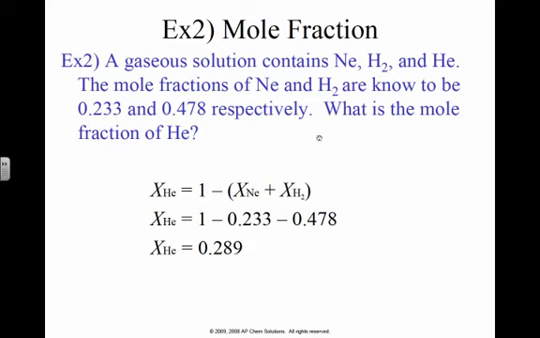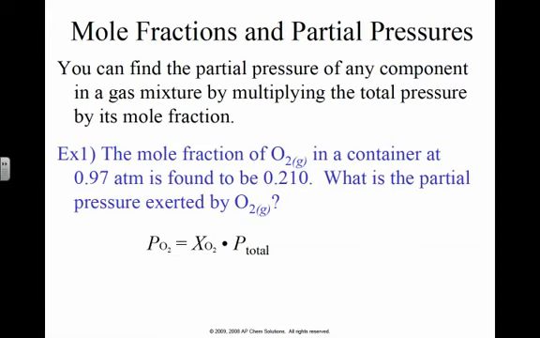A gaseous solution contains neon, hydrogen, and helium. The mole fractions of neon and hydrogen are known to be 0.233 and 0.478. What is the mole fraction of helium? We'll just add these two together and subtract them from 1, and the answer would be 0.289.